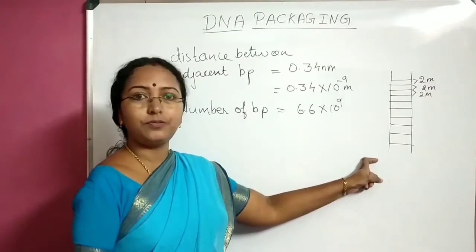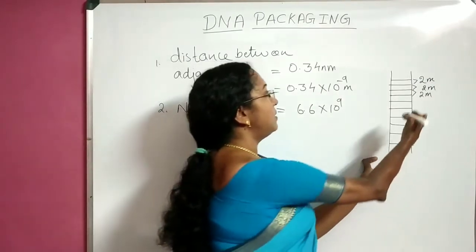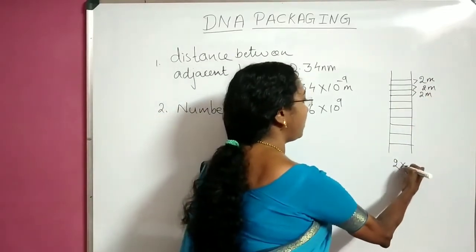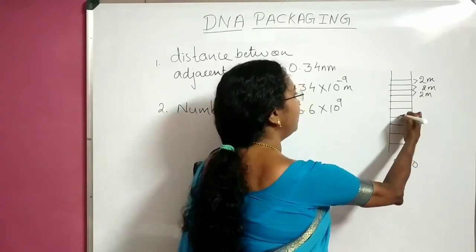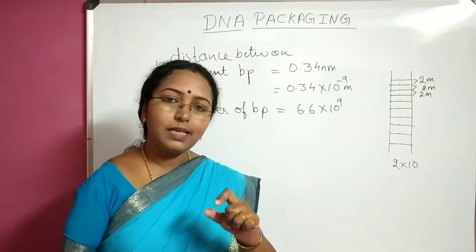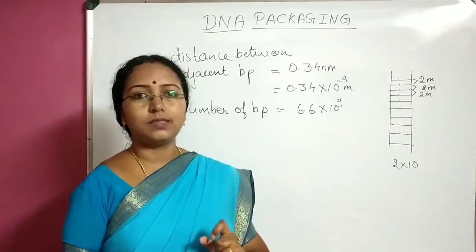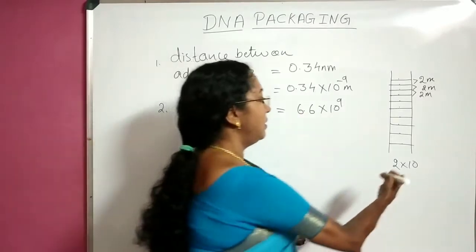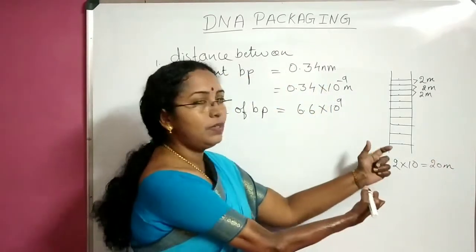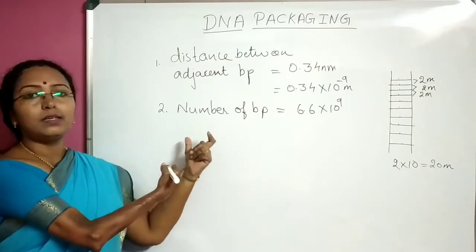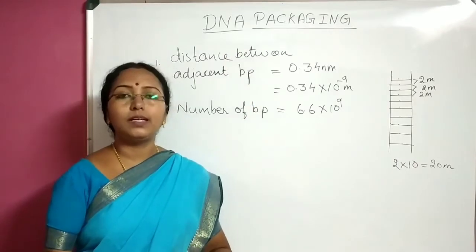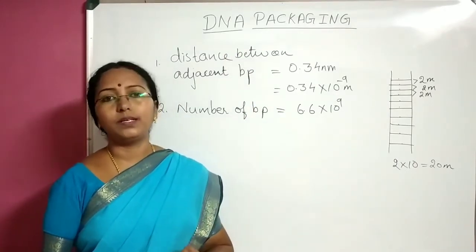What is the total length of this ladder? It's very simple. You know the distance between them is 2 meters and the number of steps is 10. There are 10 steps and the distance between every adjacent step is 2 meters. So what is the total length? Simple, just multiply these two. So it is 20 meters. The same analogy I am going to put here for our DNA, to understand the total length of DNA present in every cell of the human body.